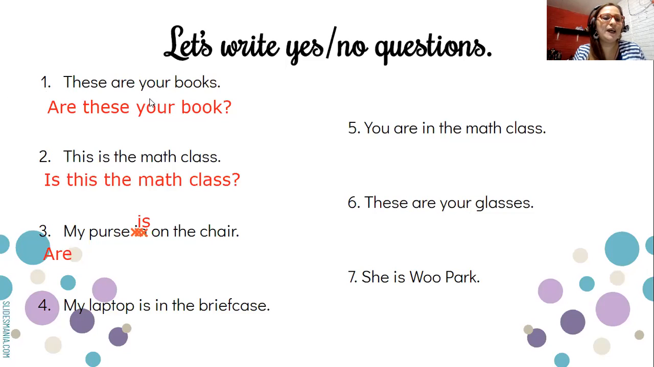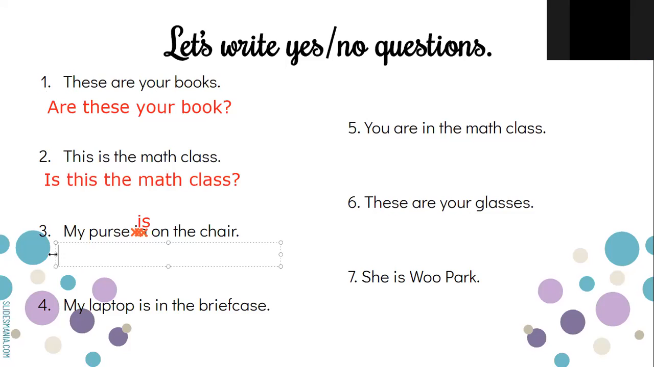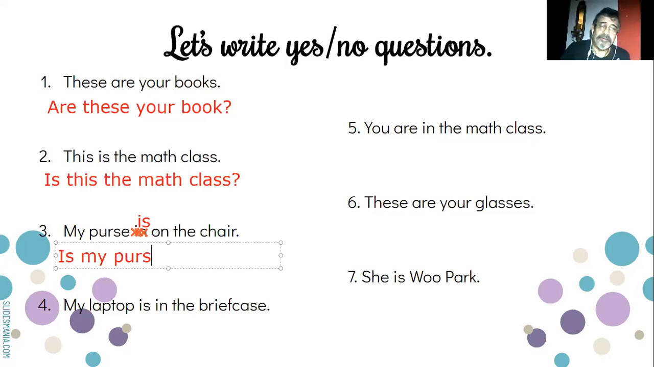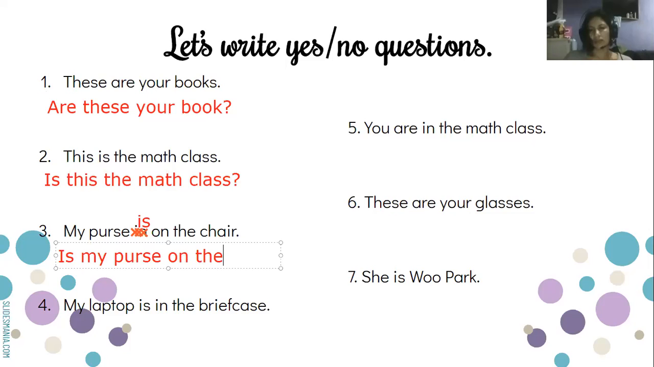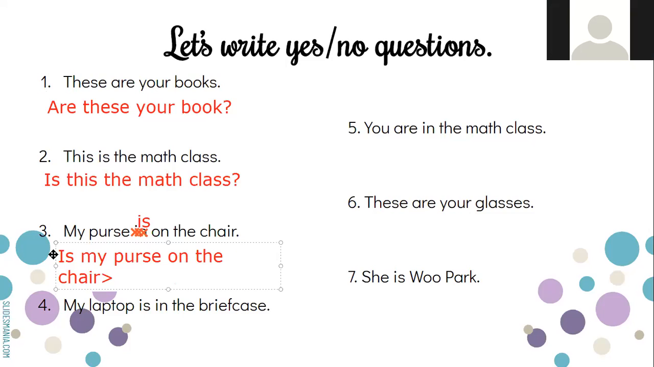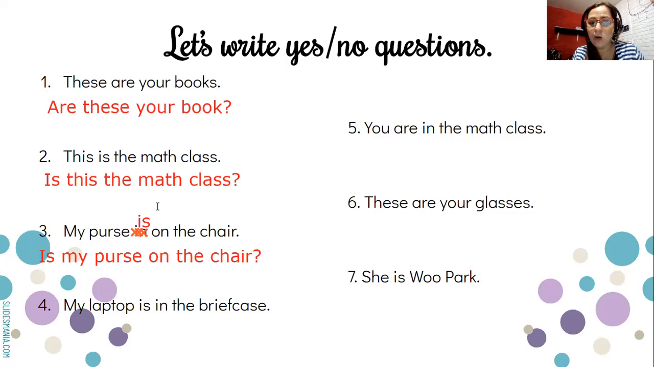Okay. Now, what could be then? Are? No. Is my purse. We start with the is. Is my purse on the chair? Don't forget the question mark. Podría ser, where is my purse? Yes, pero es que ahorita estamos viendo la estructura de yes, no questions. Después vamos a enfocarnos en esa pregunta, en específico, where is. My purse is on the chair, okay?